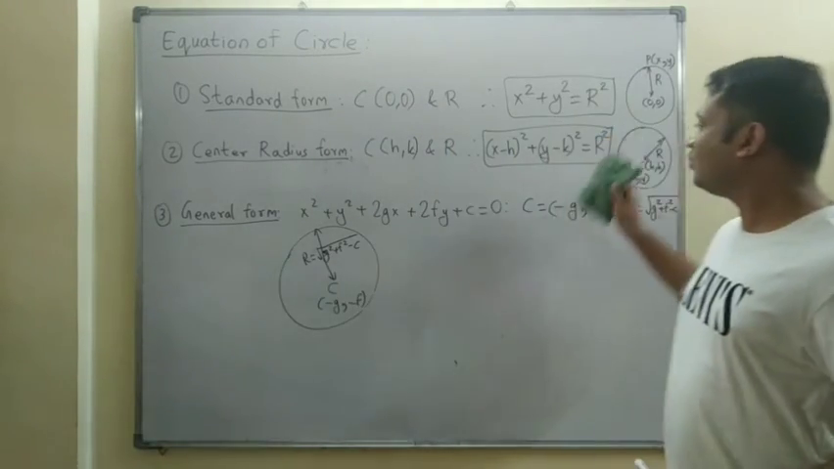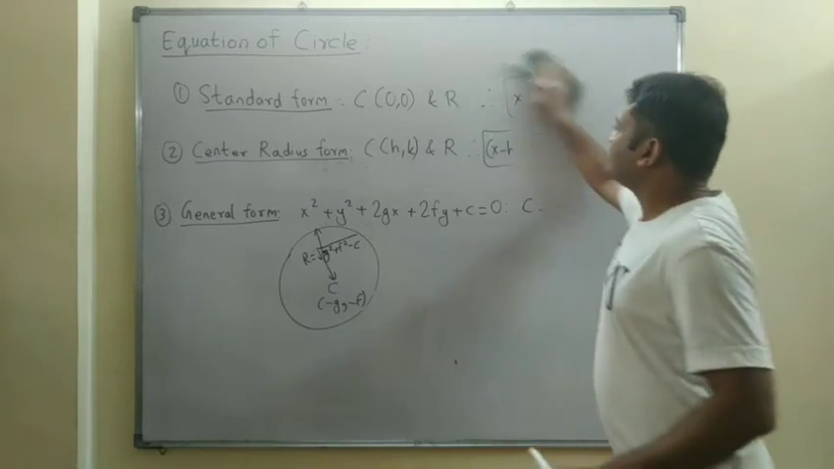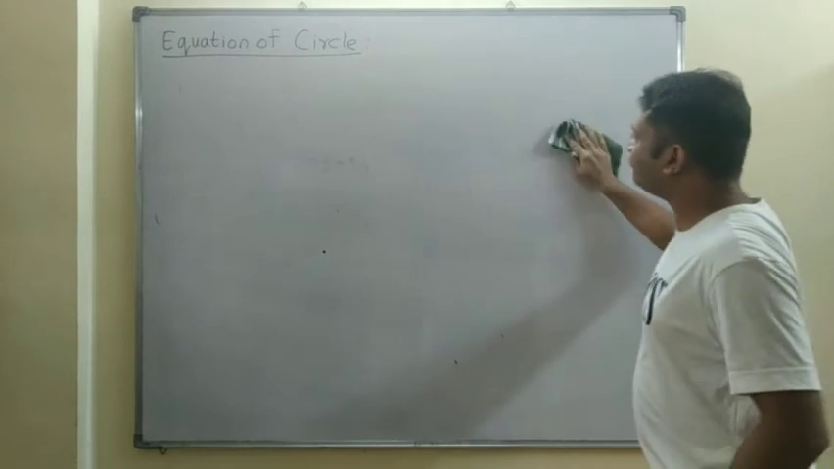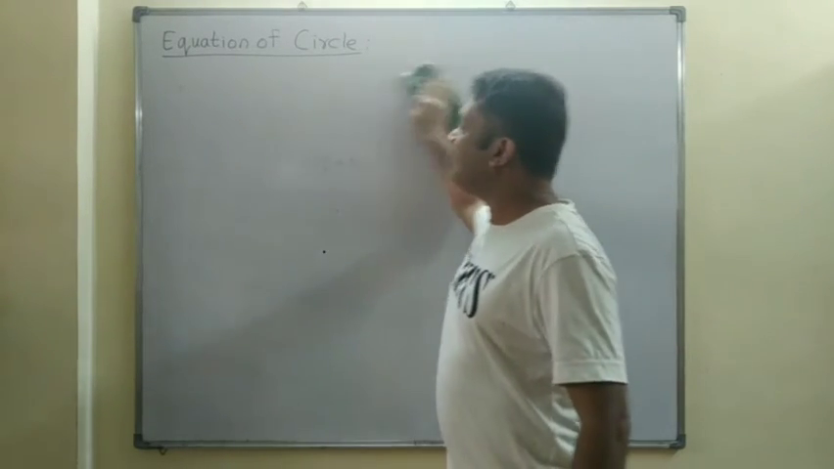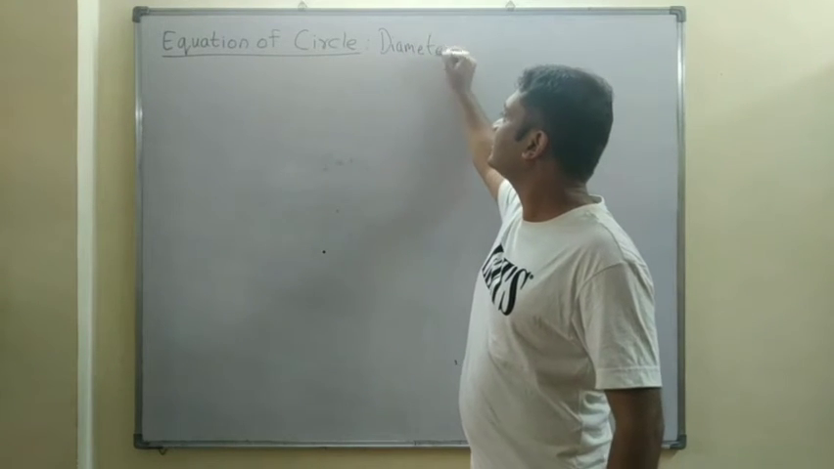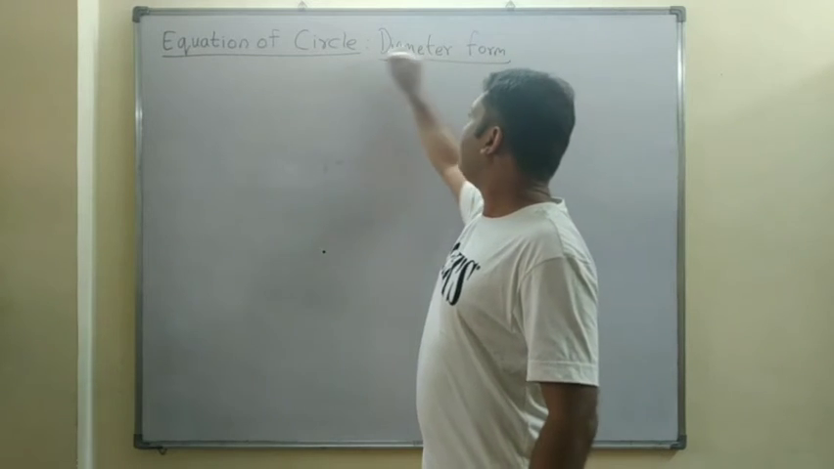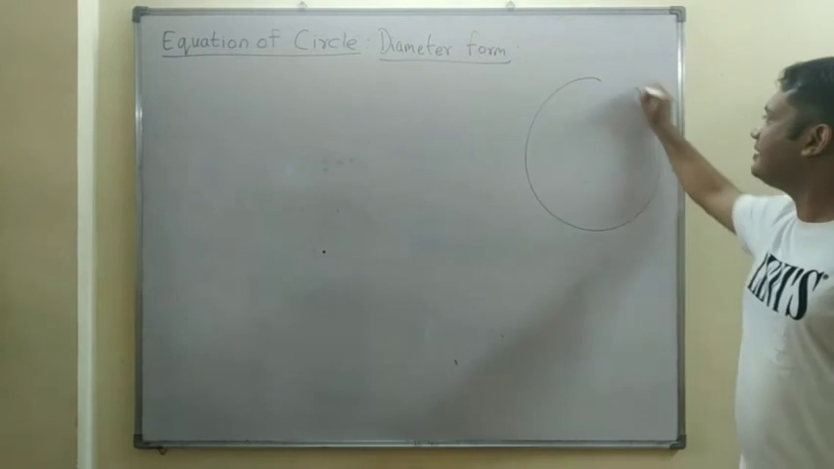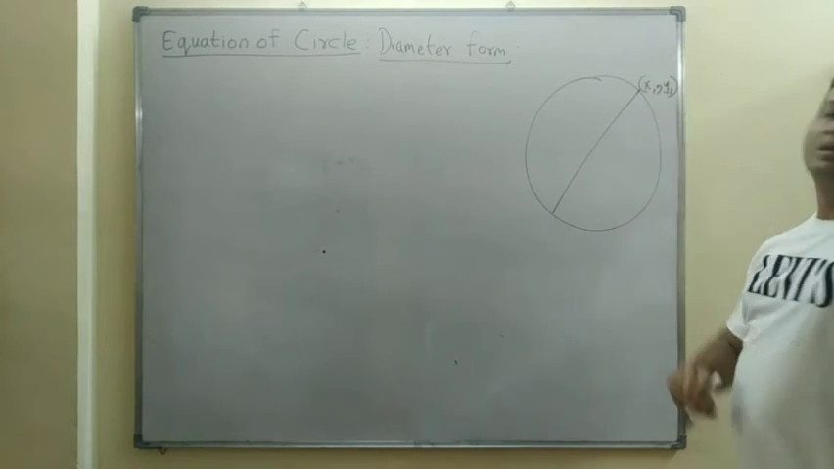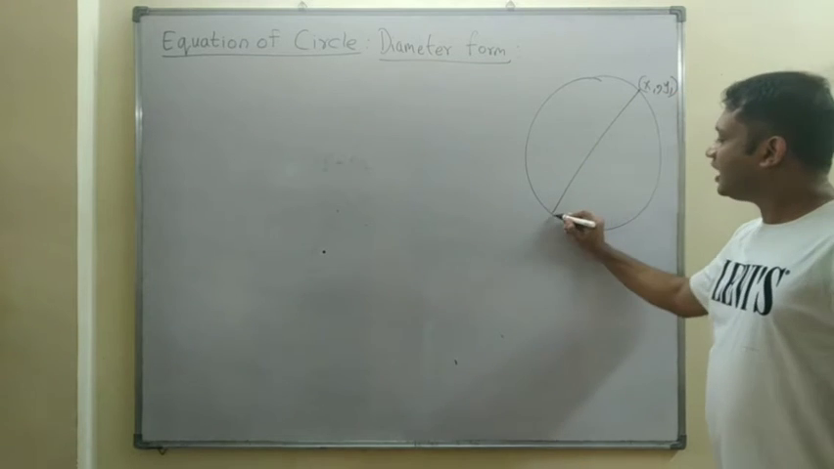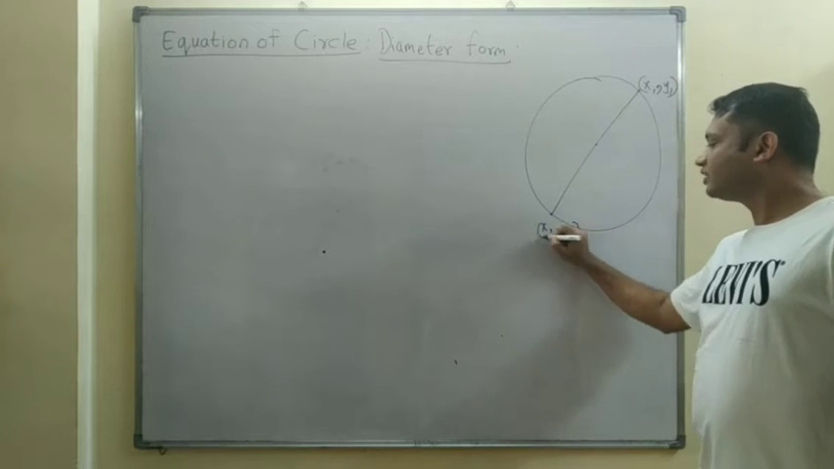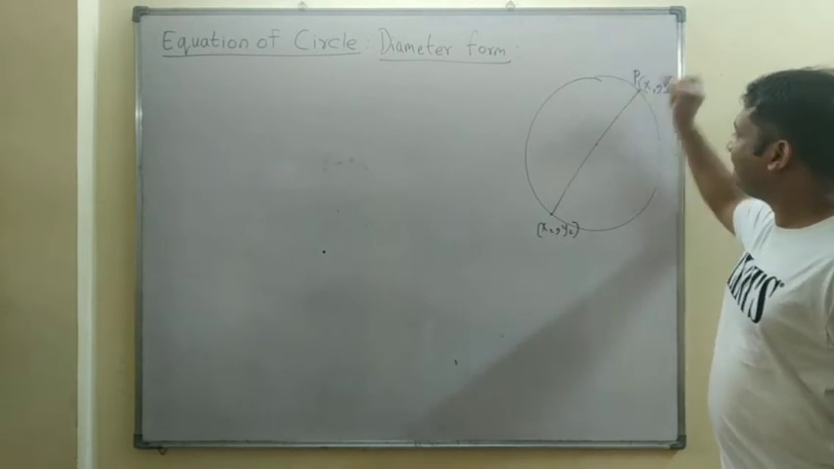Now after this, let us move on to more equations of circle. Let us now see the equation of circle in diameter form. This is the fourth form of the equation of circle. As the name suggests, we will have a diameter in this case. Let us say one end of the diameter is (x1, y1), and the other end of the diameter is (x2, y2). Let us say this is diameter PQ.